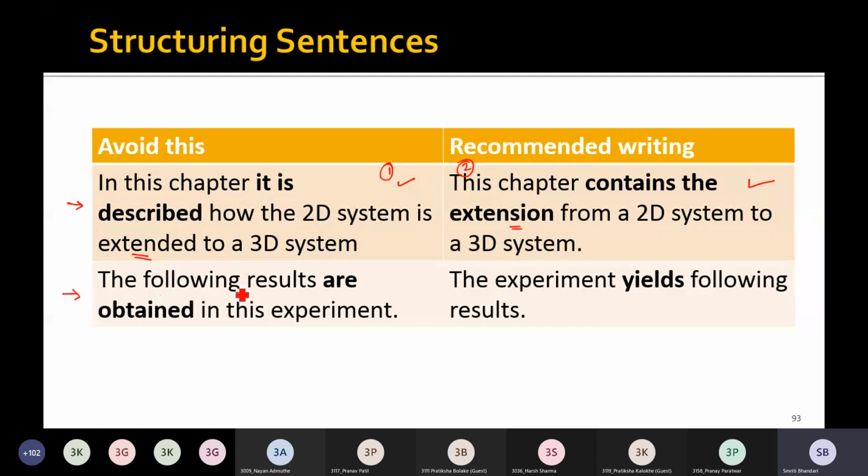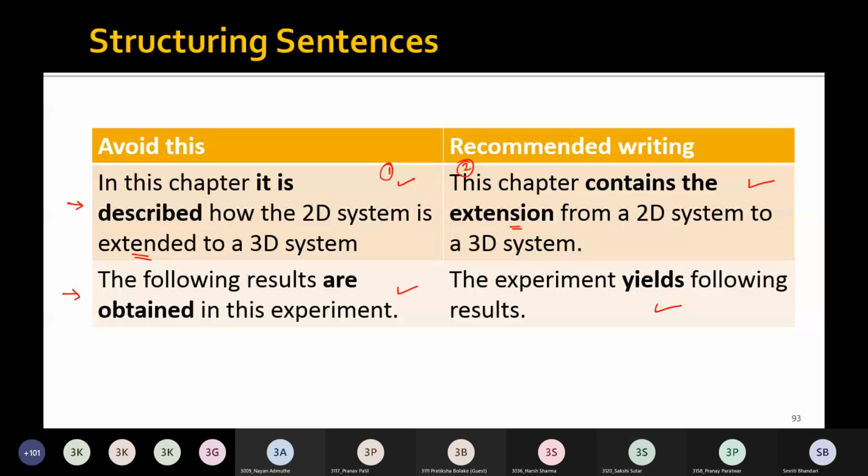One more example, let us look at. The following results are obtained in this experiment. Perfectly all right, we can write such a statement. But it would have been better to write this statement like: The experiment yields the following results. So this is more appropriate. So this is recommended.